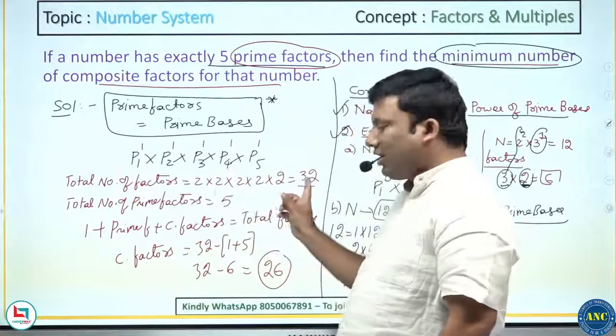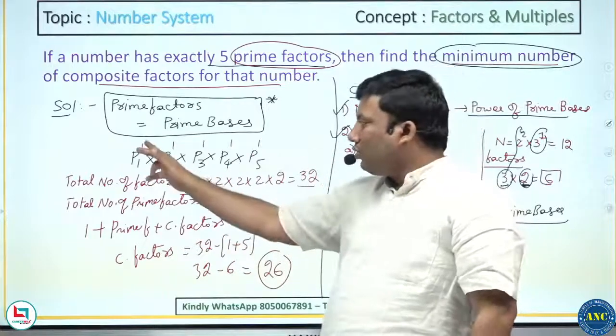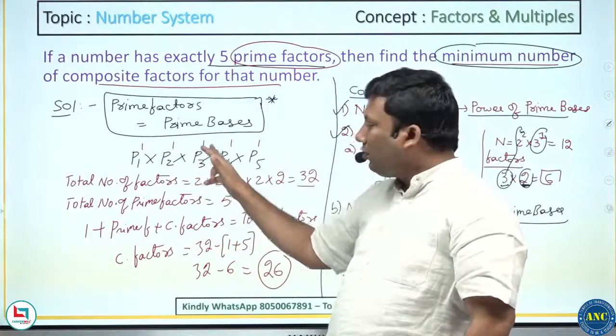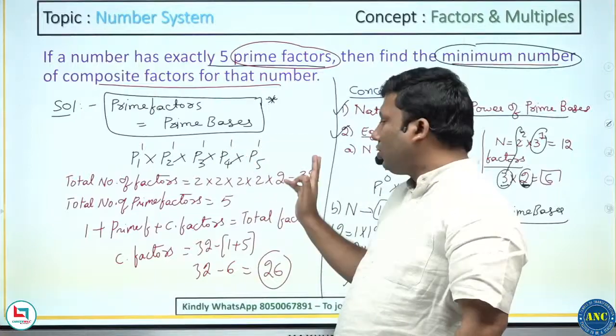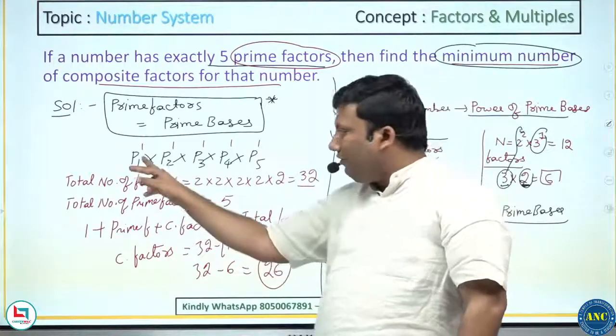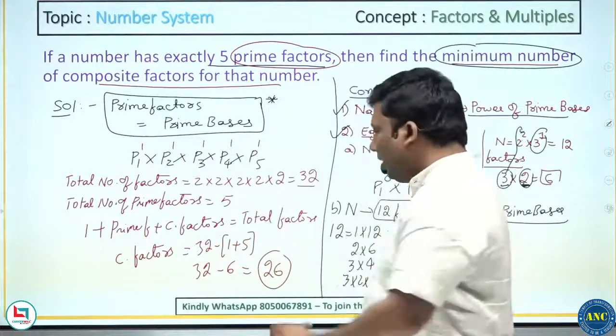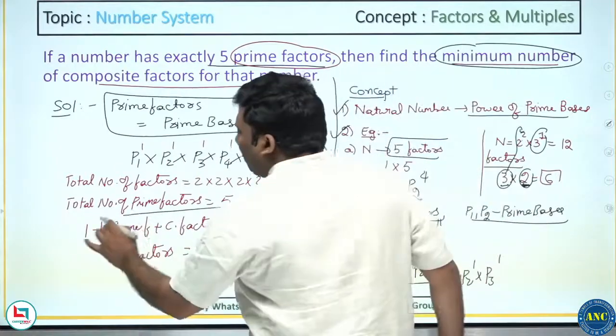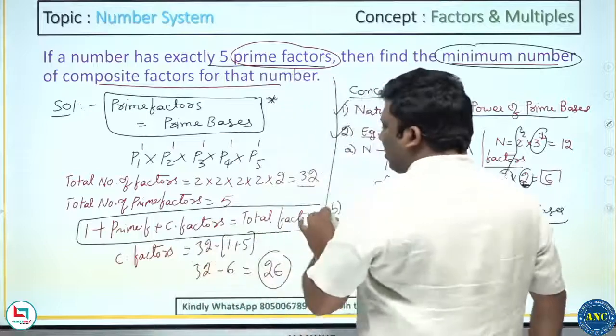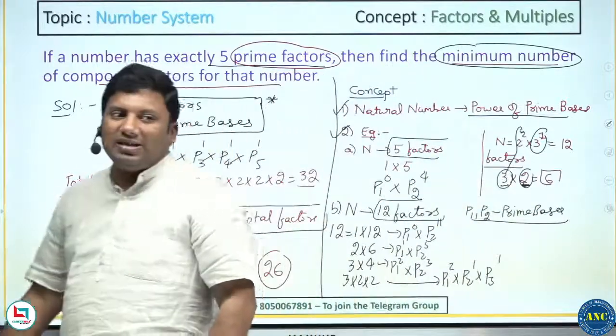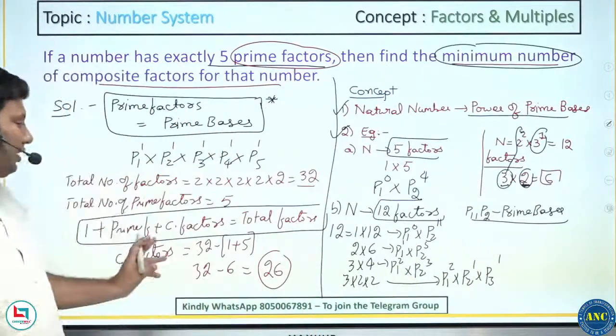Total number of factors will be 32, with each power ranging from 0 to 1, 2. Prime factors are equivalent to prime bases, so there are 5. What is the concept? 1 plus prime factors plus composite factors is equivalent to the total number of factors.